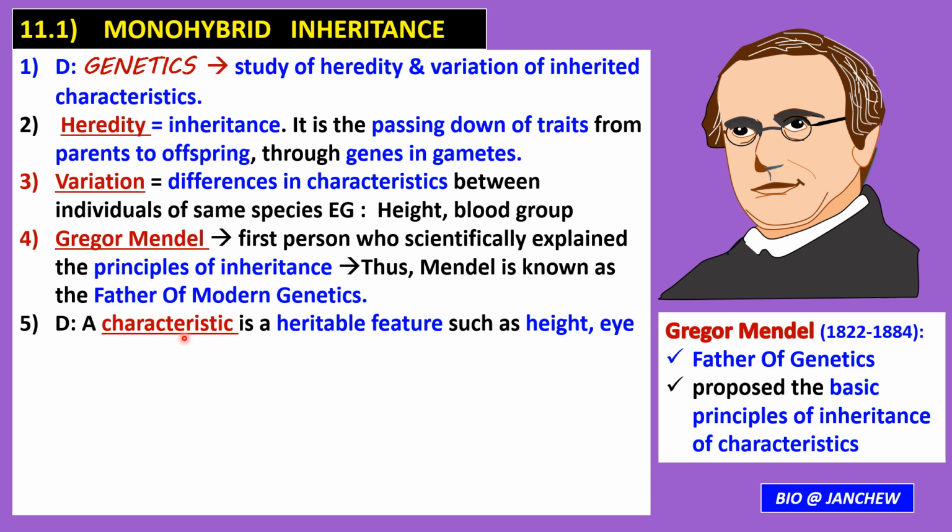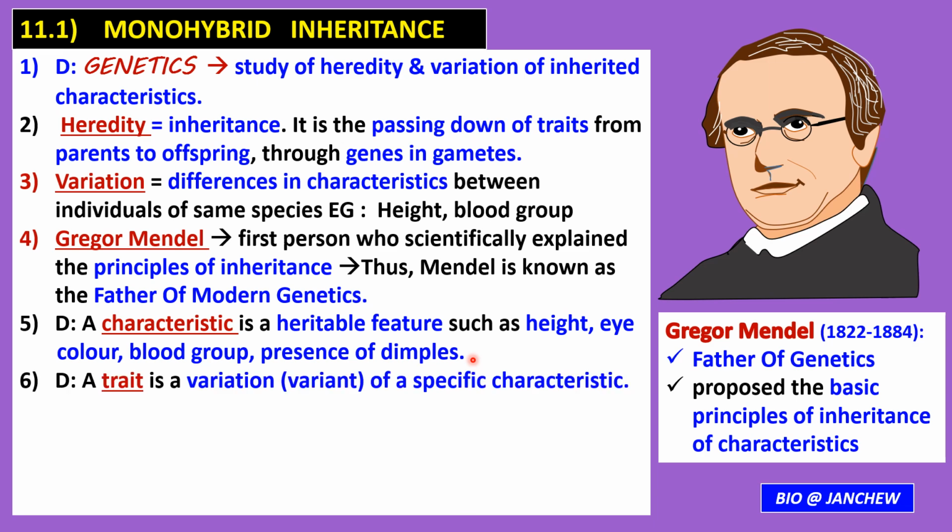So a characteristic is a heritable feature such as height, eye color, blood group, and presence of dimples. Heritable means can be inherited, can be passed down. So it's a general feature like height, eye color. But when we state the word trait, it is more specific. So a trait is a variation or a variant of a specific characteristic.